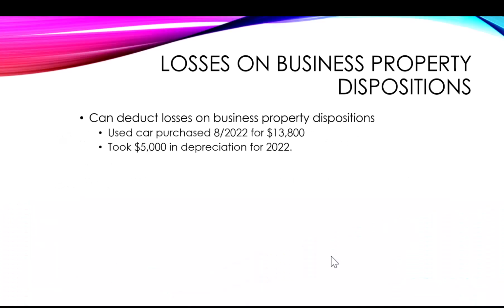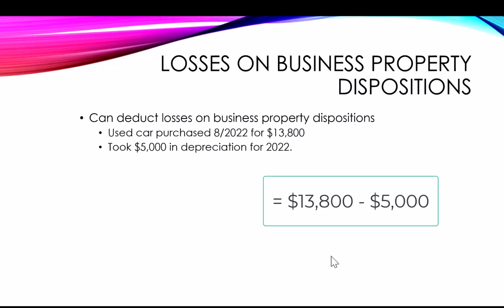The loss rules for business property dispositions are a little bit broader. In general, businesses are permitted to deduct losses on their business property dispositions. Let's cover an example of this. Let's say that a business purchased a used car in August 2022 for $13,800. The business took $5,000 in depreciation on this car for 2022. We can find the adjusted basis by subtracting the depreciation from the purchase price. So if we do that, we would find that the adjusted basis would be $8,800.